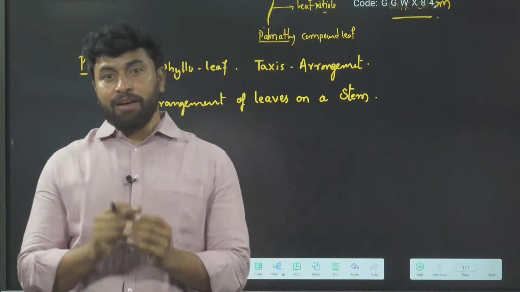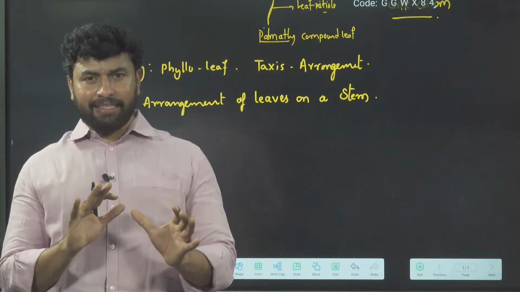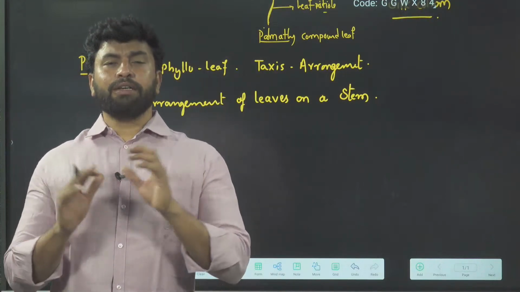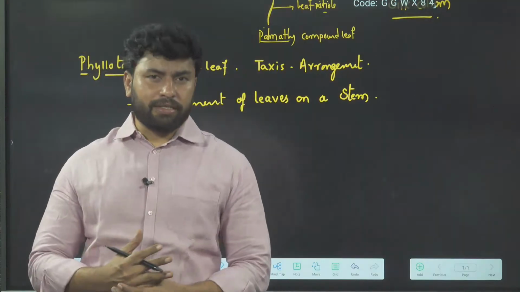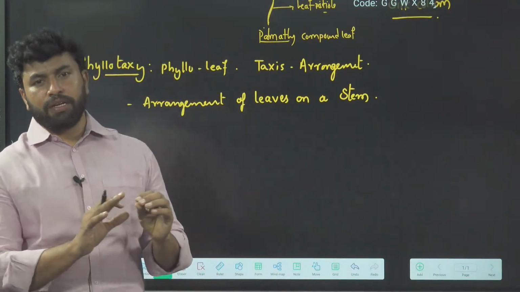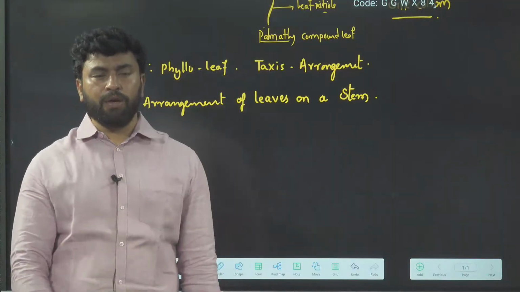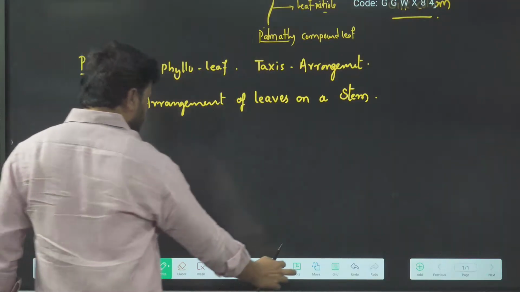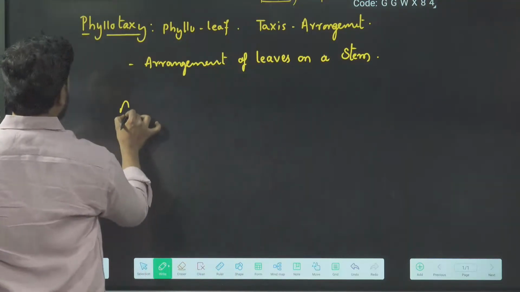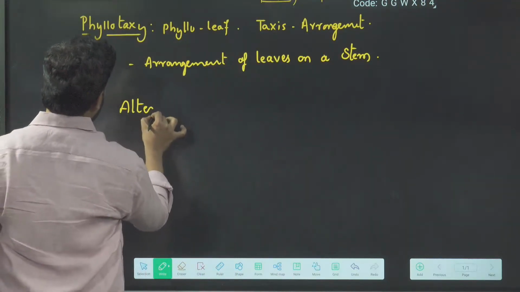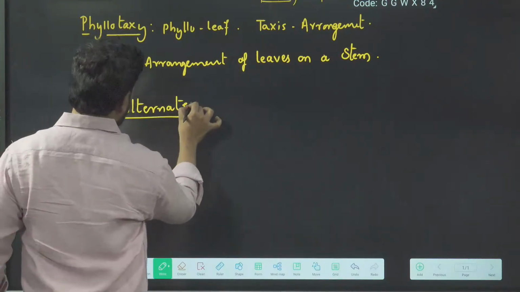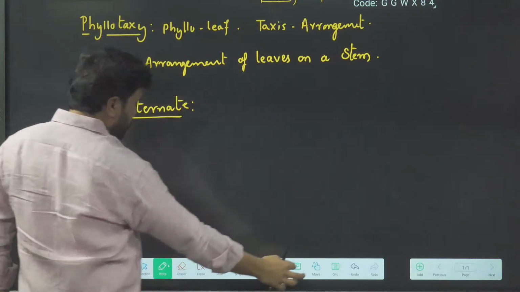What do you call that? Phyllotaxy. Taxis, arrangement, phyllo, leaf. After that, imagine what the types of phyllotaxy are. There are various mechanisms, but a few points we are discussing here regarding phyllotaxy. First one, alternate phyllotaxy. What is this alternate phyllotaxy?